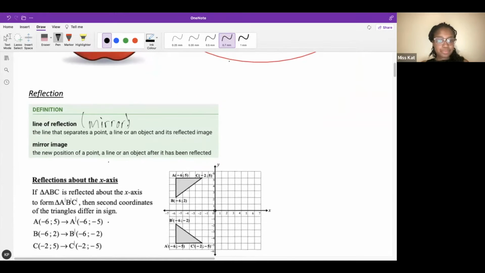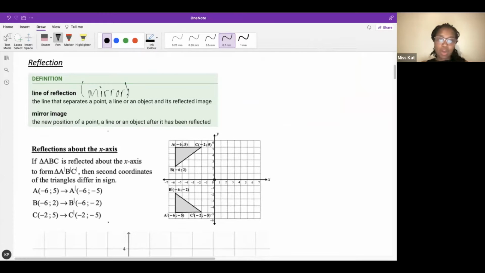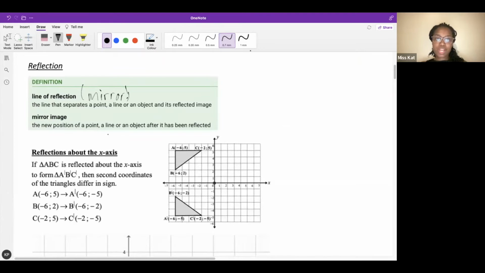So then we are going to first talk about reflections where your mirror is the x-axis. Our line of reflection for our first type of reflection will be the x-axis.